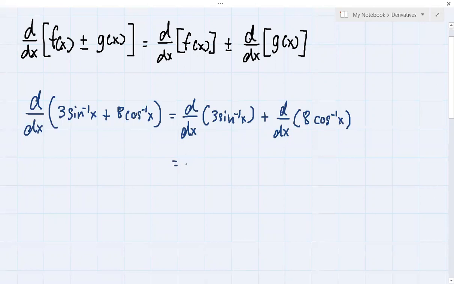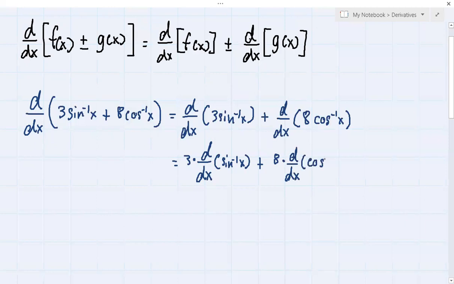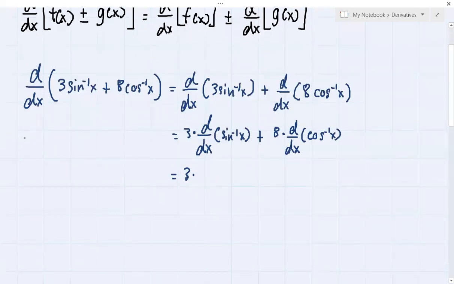So we have a constant 3 and a trigonometric function na arc sine. So magiging 3 times the derivative ng arc sine. Okay? Plus, ganun din dito sa second term, meron tayong constant na 8 at meron tayong function sa gilid na arc cosine. So magiging 8 times the derivative of arc cosine. So, let's now differentiate them. 3 times derivative ng arc sine. So, ano ulit yung derivative ng arc sine?